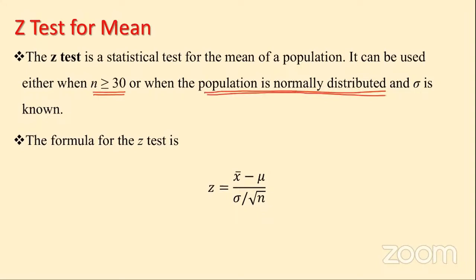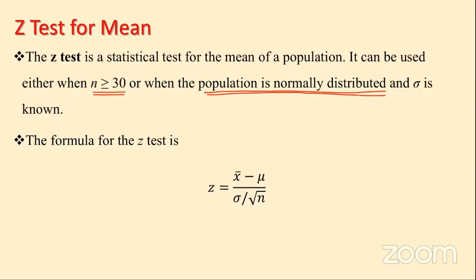In both cases, whether n is greater than 30 or the population is normally distributed, the sampling distribution of the sample mean is normal. So it follows the normal distribution. And on top of that, the population standard deviation will be given to you. And when the population standard deviation is given, it follows the standard normal distribution. It's not just normal, in fact it is the standard normal distribution.